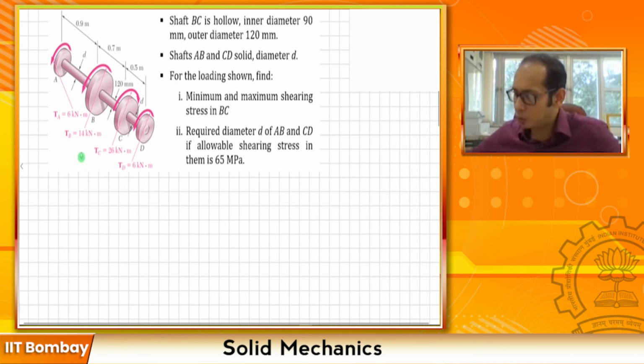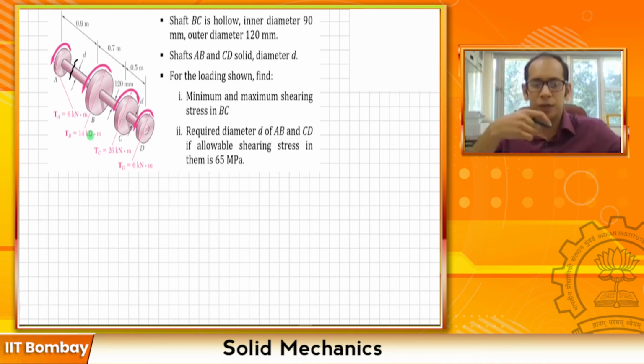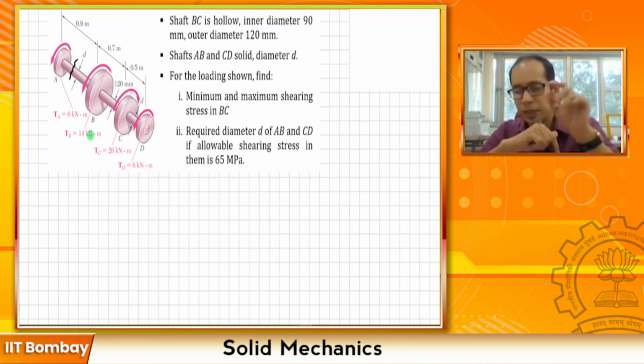If you closely observe here, you're lucky, because here at A you have a 6 kilonewton meter torque. So if I take a section in this part, I will get the internal stresses. If you again do the force balancing as we did in the last problem, or the torque balancing in this case, you will get the internal torque as 6 kilonewton meter.